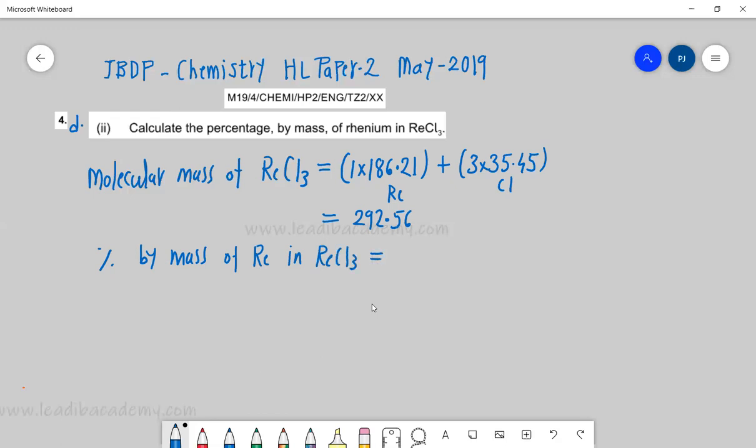Straightforward, we will divide 186.21, that is the contribution of Re, divided by the total 292.56, multiply by 100 for converting into the percentage. And the answer will be, you can use your calculator to find out this. Extremely simple. Okay, this is an extremely simple calculation, percentage by mass.